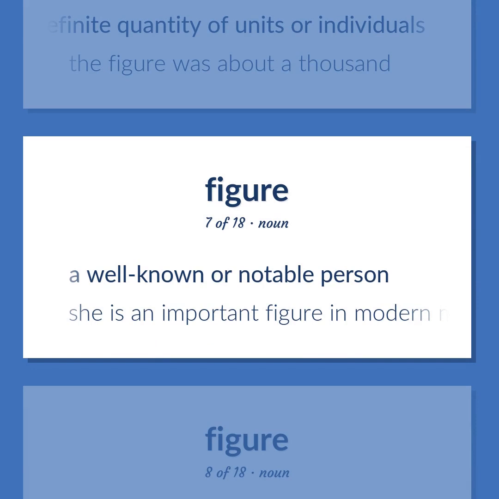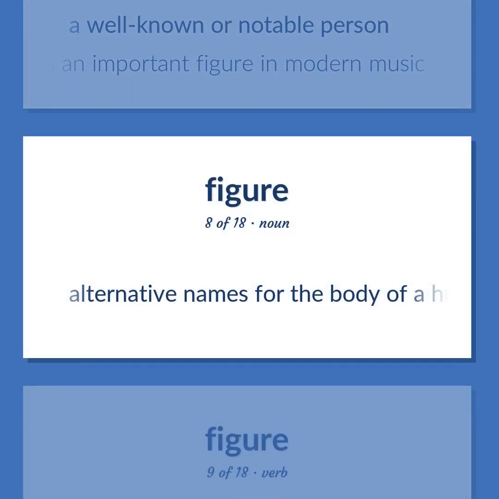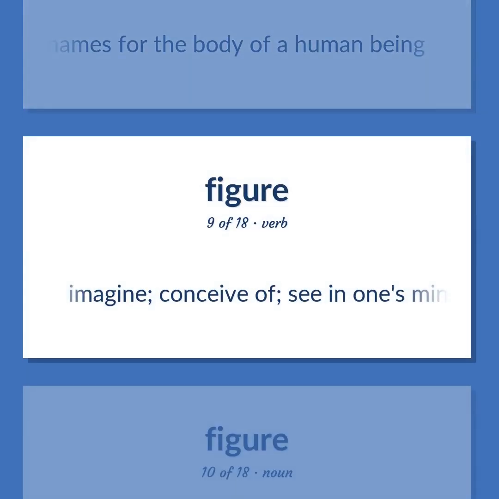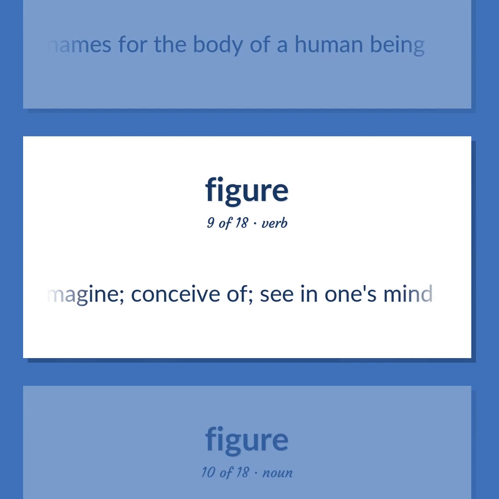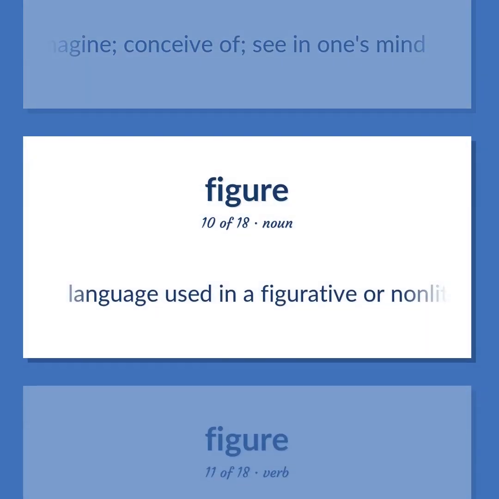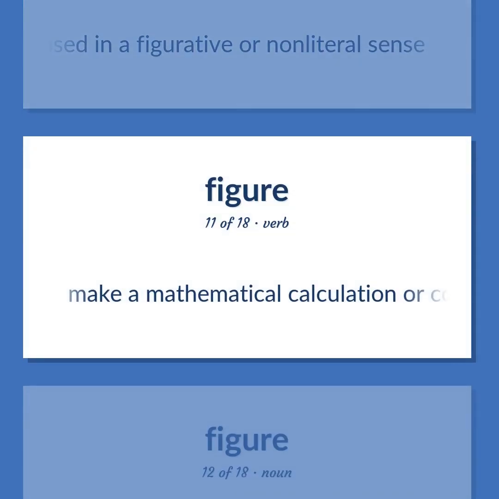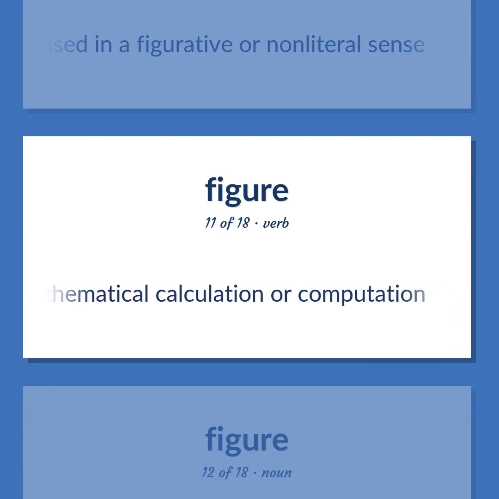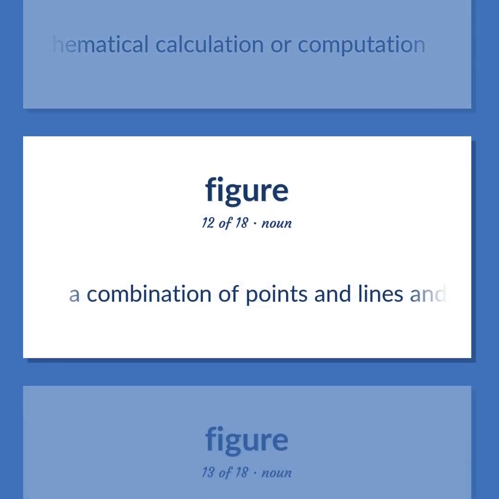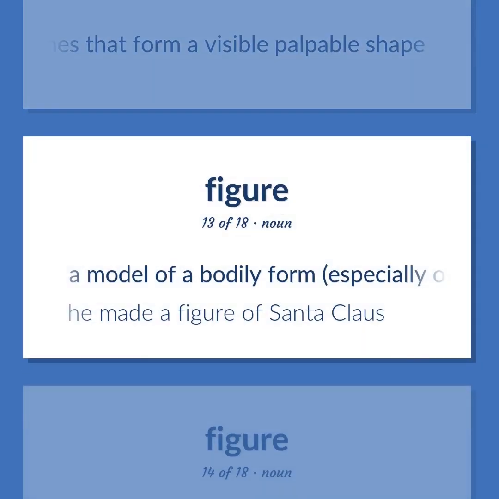A well-known or notable person. She is an important figure in modern music. Alternative names for the body of a human being. Imagine, conceive of, see in one's mind. Language used in a figurative or non-literal sense. Make a mathematical calculation or computation. A combination of points and lines and planes that form a visible palpable shape. A model of a bodily form, especially of a person. He made a figure of Santa Claus.